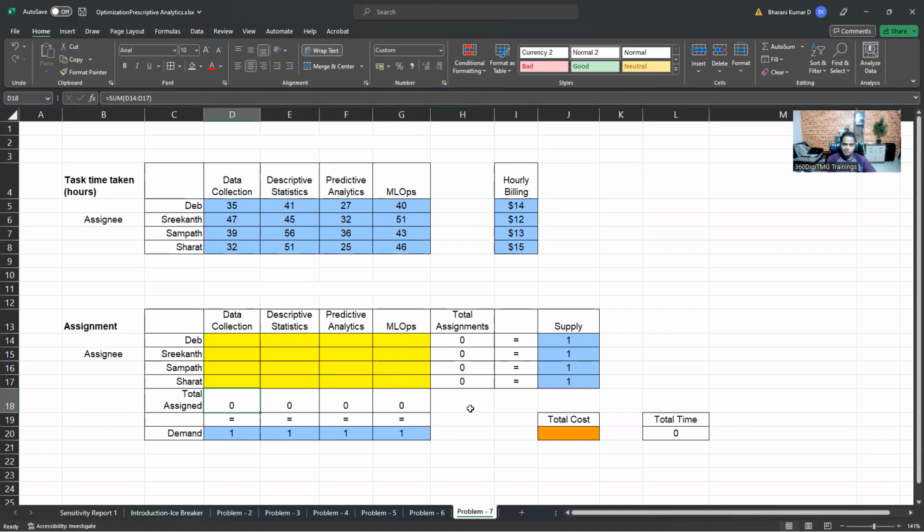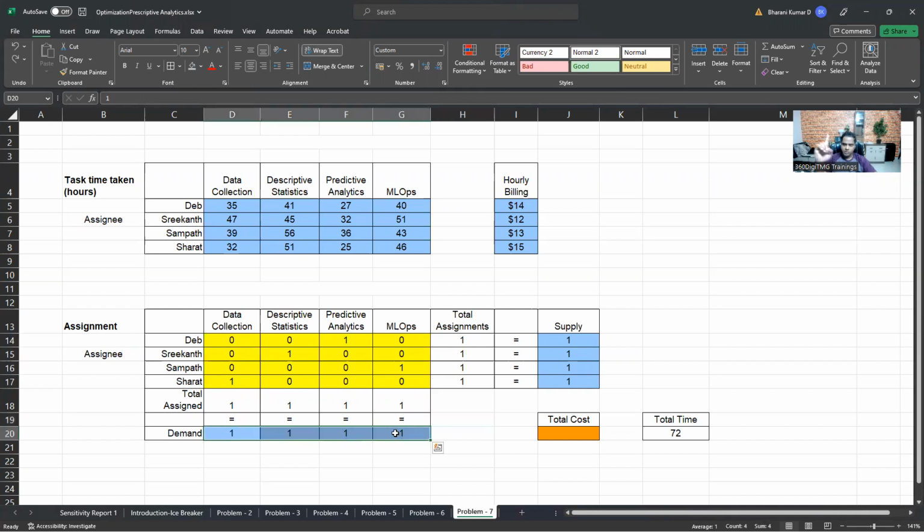And now we need to ensure that the total number of tasks which are assigned to individuals is always equivalent to one. Each individual should be assigned only one task, and every task should be assigned to only one person. So if this is a task, you need to assign it to only one person. When you do a summation of all these things, it should be one, always. So that's how the constraints will be defined.